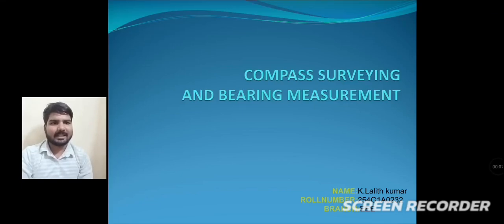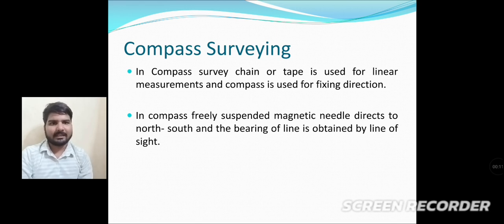Today's topic is compass surveying and bearing measurement. Compass surveying. In compass survey, a chain or tape is used for linear measurement and the compass is used for fixing direction. In the compass, a freely suspended magnetic needle points to north and south, and the bearing of a line is obtained by the line of sight.